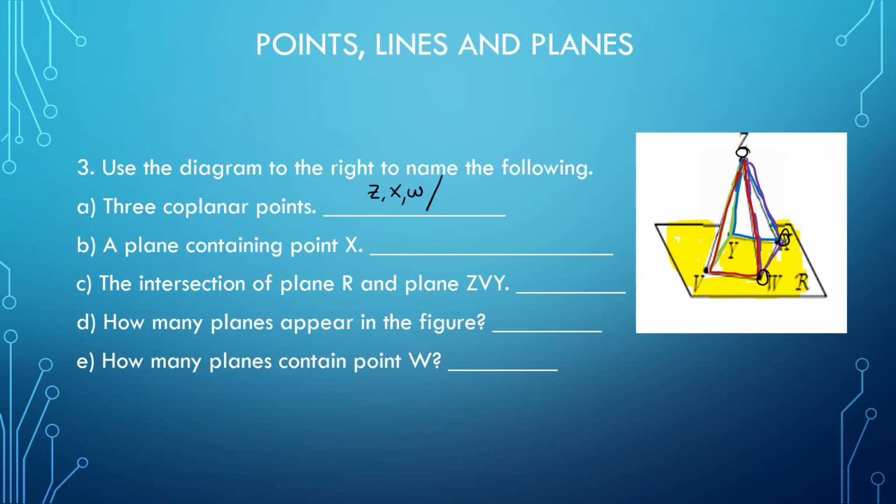Or you can come up with a different combination. You could have even taken the points which are on the yellow plane at the bottom. You could have said Y, W, and X. That works too. Or you could have taken the points which are in green, V, Y, Z, or Y, X, Z. It takes some time for you to see it.